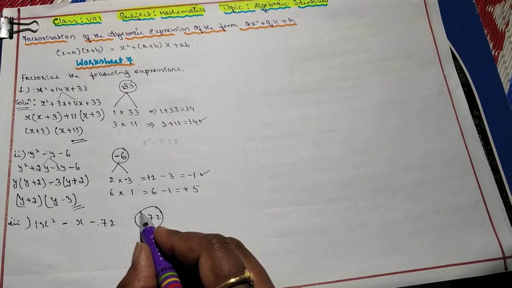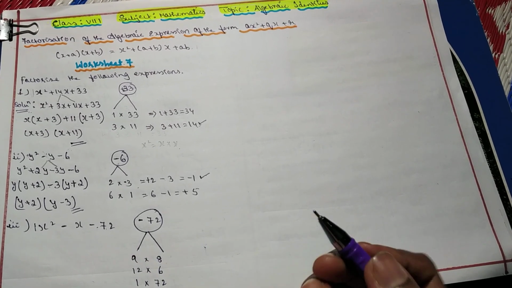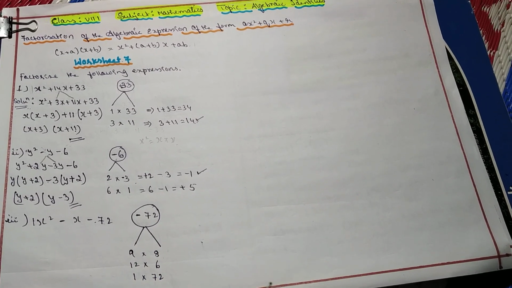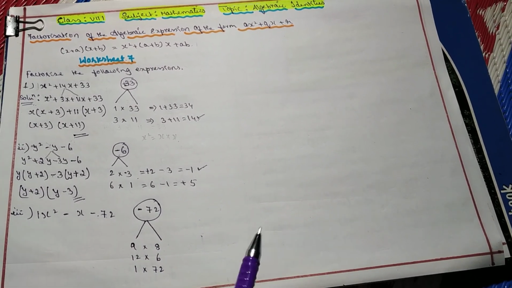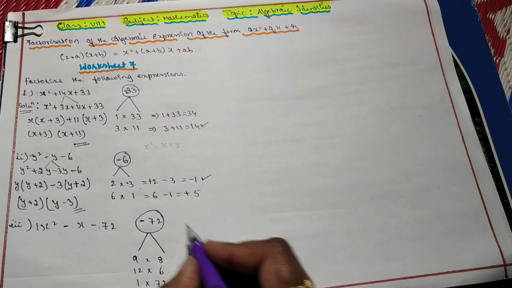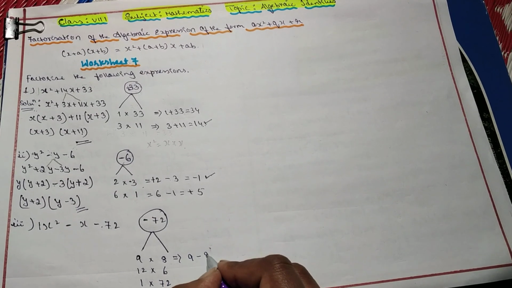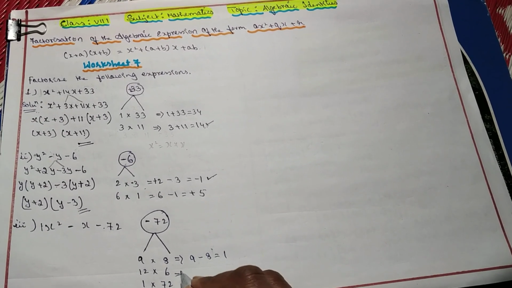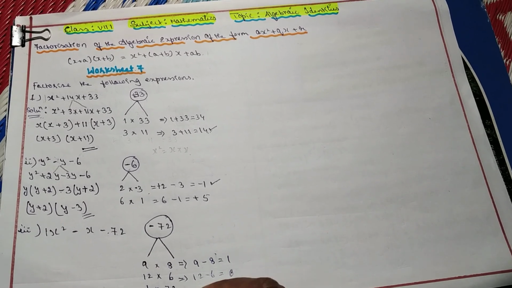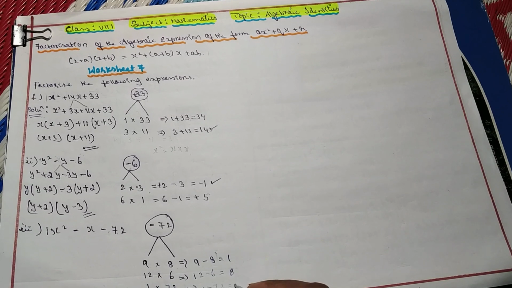Now what number do we have? −72. Even though it comes in the 2 table and the 3 table also, what I require I am getting already, so I'll not go with the other tables. Clear? Now what do we have here? −72 means we need to subtract the numbers. 9 minus 8 equals 1, then 12 minus 6 equals 6, and next 1 minus 72 is −71.